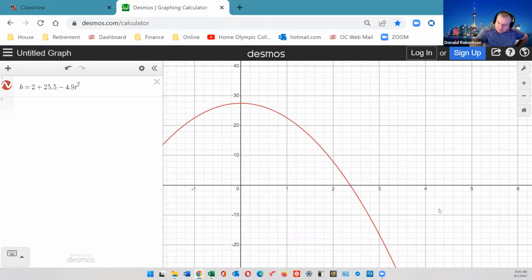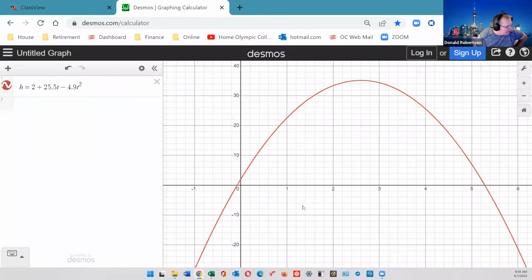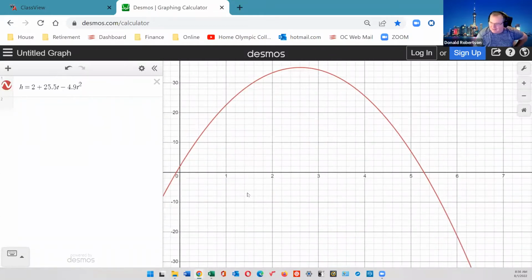My picture of up and down was quite wrong then, but never mind. Professor, your 25.5 needs a variable. Oh, thank you. Ah, right. I guess that does look a little bit better then. It does look up and down.